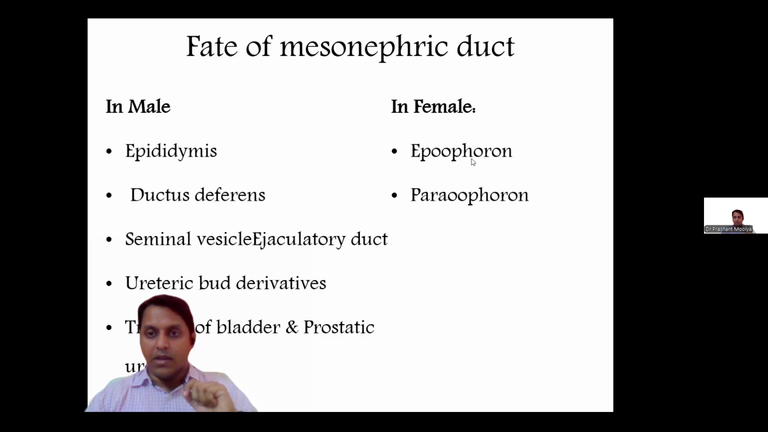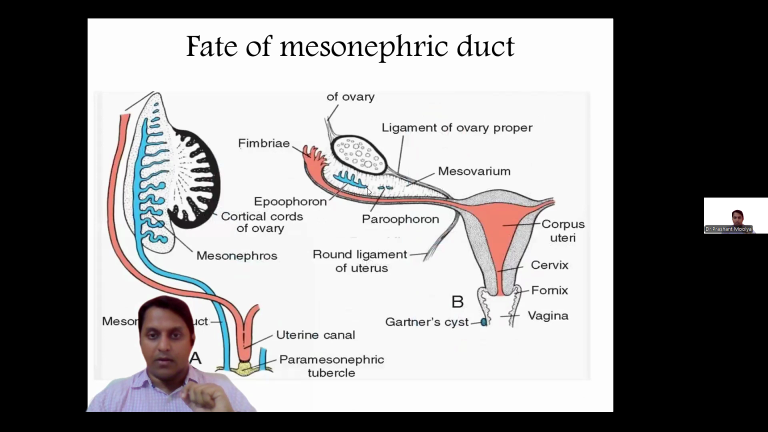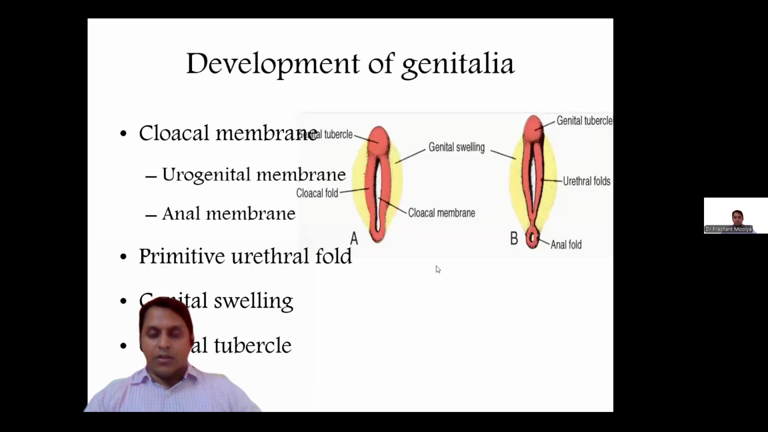While in the female, it will form the epoophoron and paroophoron. This will be the paroophoron and this will be the epoophoron around the ovaries. The blue colored one shown here is the mesonephric duct, and this is the remnant left in the females. While this red colored one is the paramesonephric duct, which is forming the fallopian tube and uterus, cervix, and vagina. That's all about the development of gonads and the duct system.